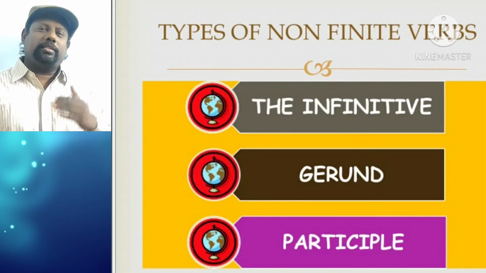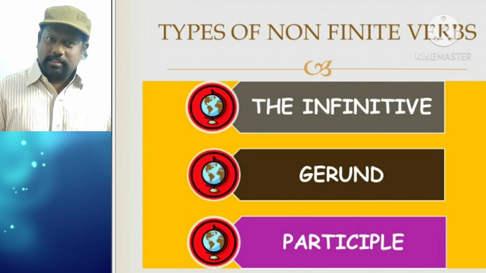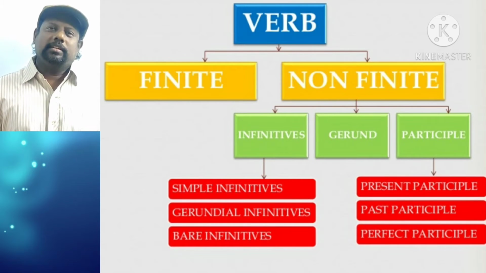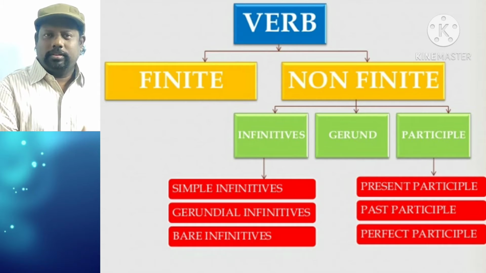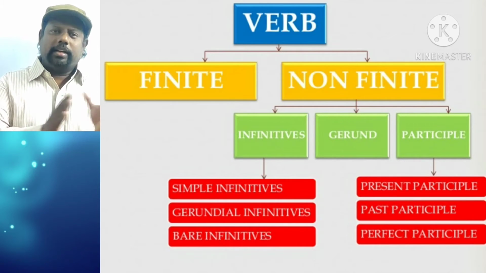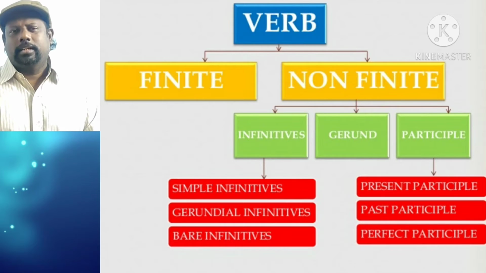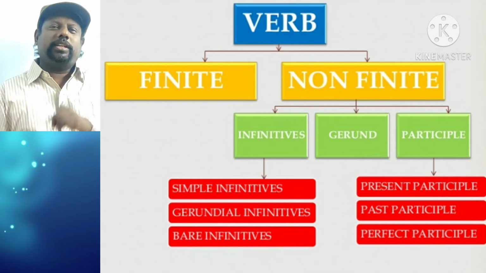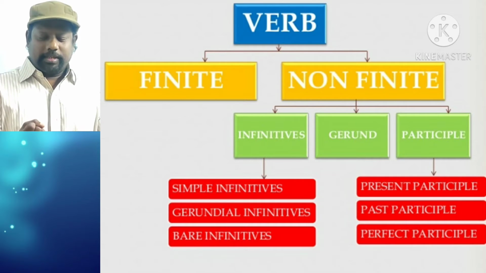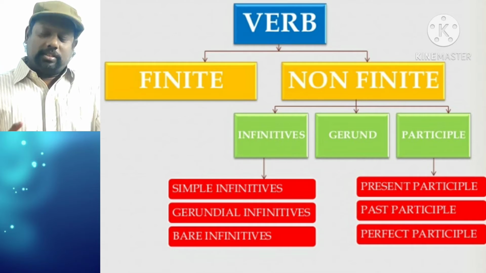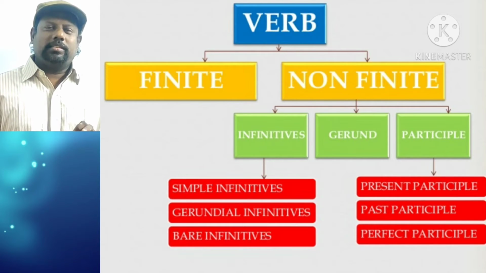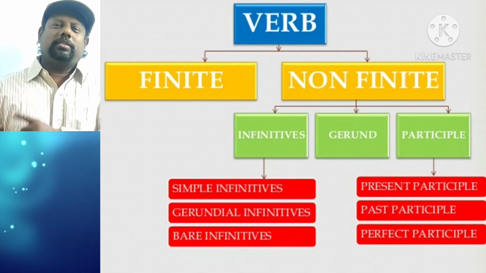These non-finite verbs are divided into 3 categories: infinitives, gerunds and participles. Infinitives are again subdivided: simple infinitives, gerundial infinitives, bare infinitives. That is one set. Then comes the gerund. The ing form, adding ing to the verb, is called a gerund. It has the force to act as a verb and also a noun. The third is participle: present participle, past participle and perfect participle. Altogether these come under the titles finite verbs and non-finite verbs.